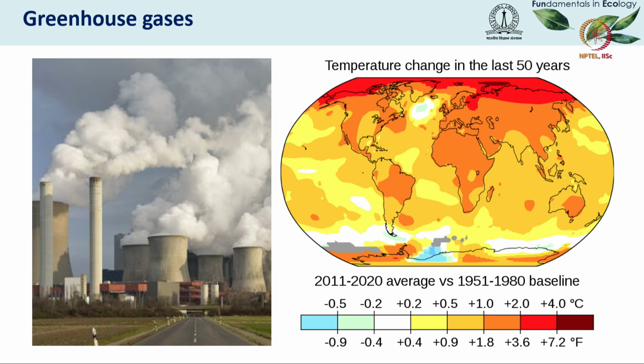And on average, the temperatures on Earth have increased by about 1.3 degrees Celsius since pre-industrial times. So this is because of the fact that we're burning fossil fuels, or burning things like coal, petrol, diesel, and so on, creating high concentrations of carbon dioxide in the atmosphere.